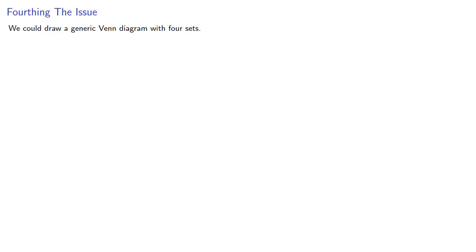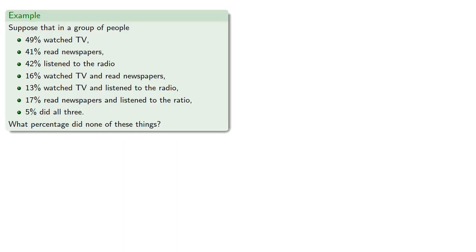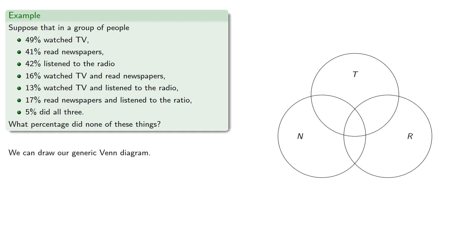We could draw a generic Venn diagram with 4 sets or even more. However, it would be very complicated, so we don't. So suppose that in a group of people we know something about their media habits. We can draw a generic Venn diagram.